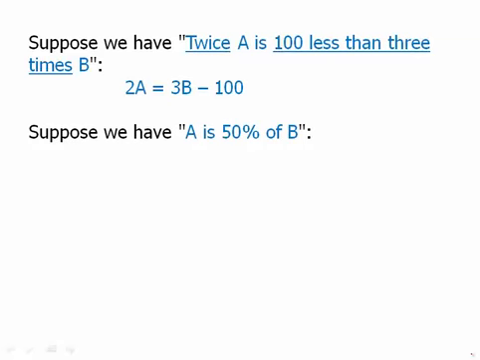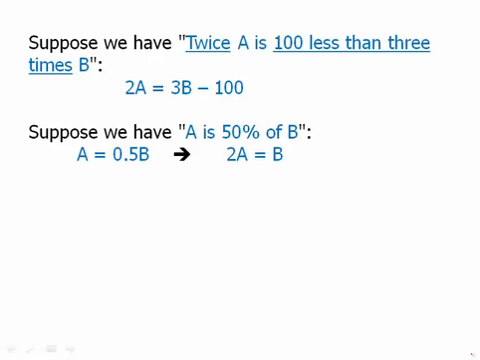Suppose we have A is 50% of B. So A is, A equals, 50% of B. Well, if we're finding a percent of something, we simply change that percent to a decimal and multiply. So that would be 0.5 times B. And notice that whole equation, A equals 0.5 times B, or A equals 1/2 B, we could just multiply both sides by 2. 2A equals B, and that would be the same information, but without any fractions or decimals.